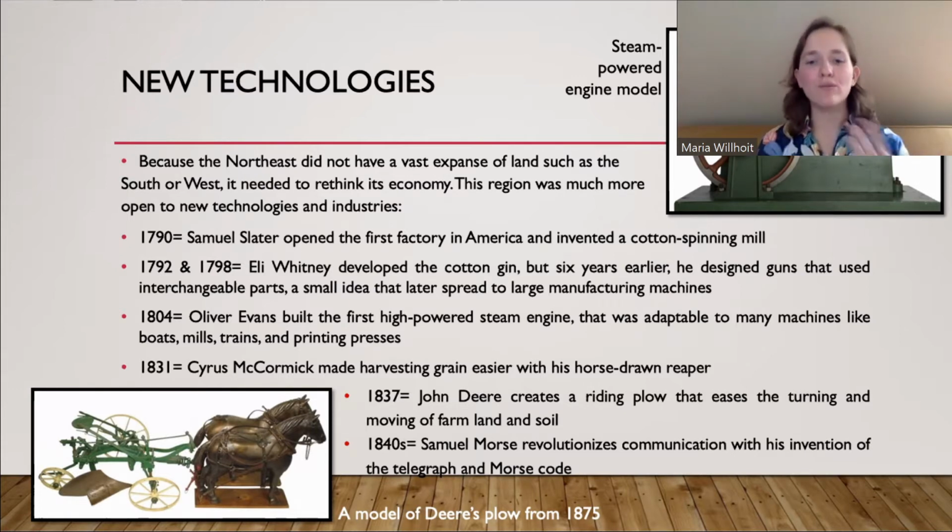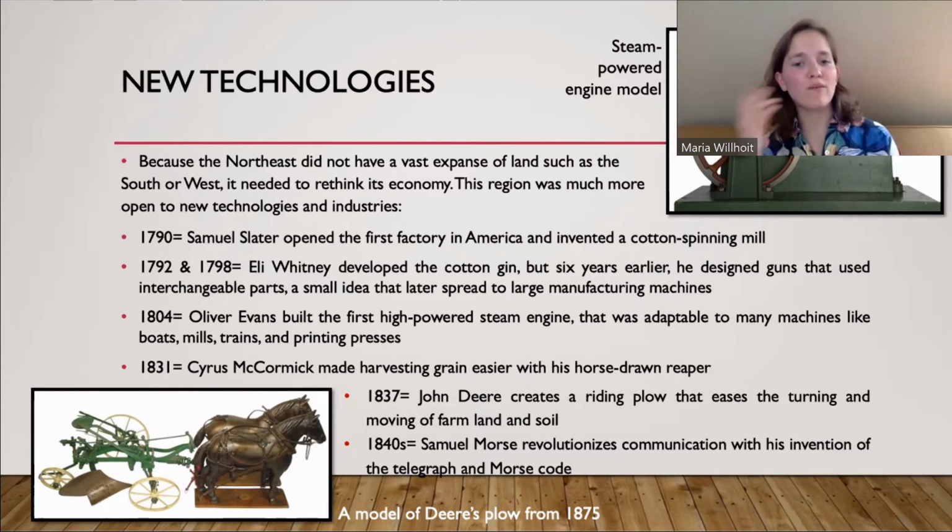So it can move faster. It can harvest grain faster. It actually was a big machine with wheels. And instead of having individuals harvesting grain, you can now do it much quicker with one person. Again, also John Deere makes farming easier, except he doesn't do harvesting. He does the turning of the soil much easier.